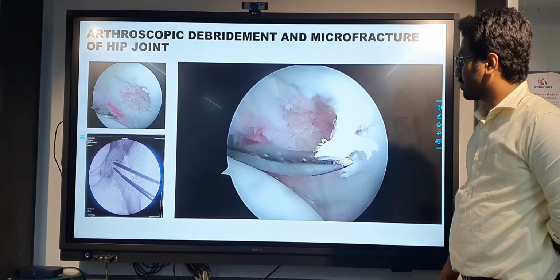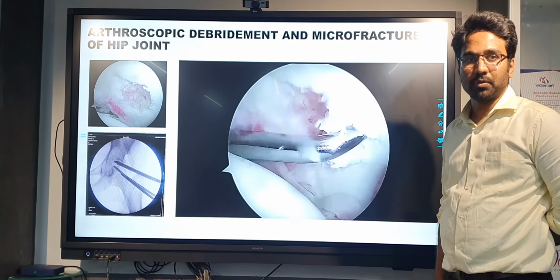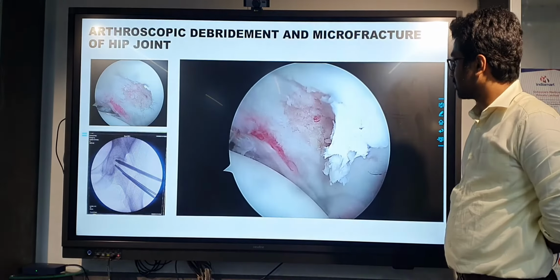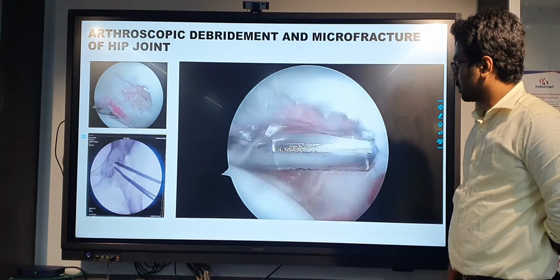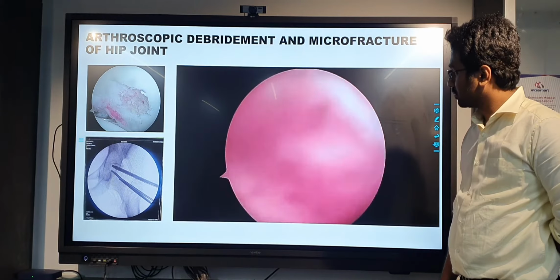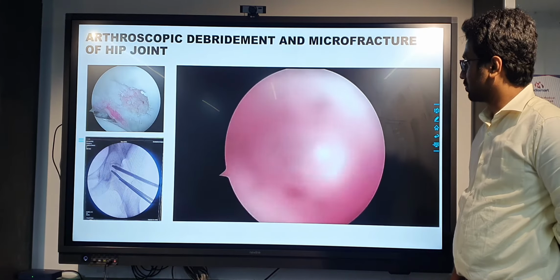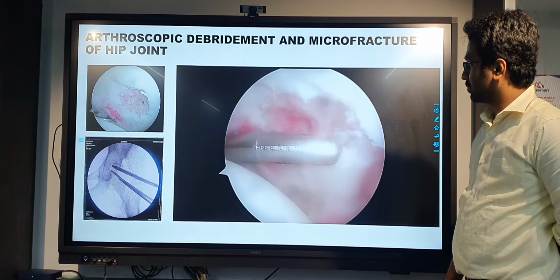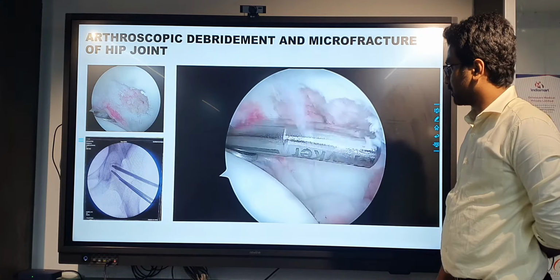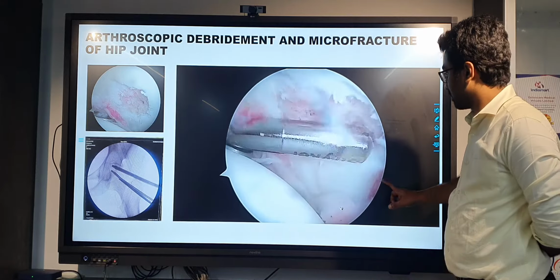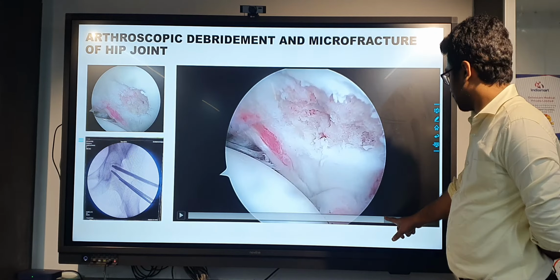Post-op, the patient was non-weight bearing. You keep the patient non-weight bearing for 1 month, and all these small loose cartilage debris you need to clean. This is a special shaver blade. You need to use a shaver blade which is angled for the best approach. Okay, fine. Next slide. This is the final picture.